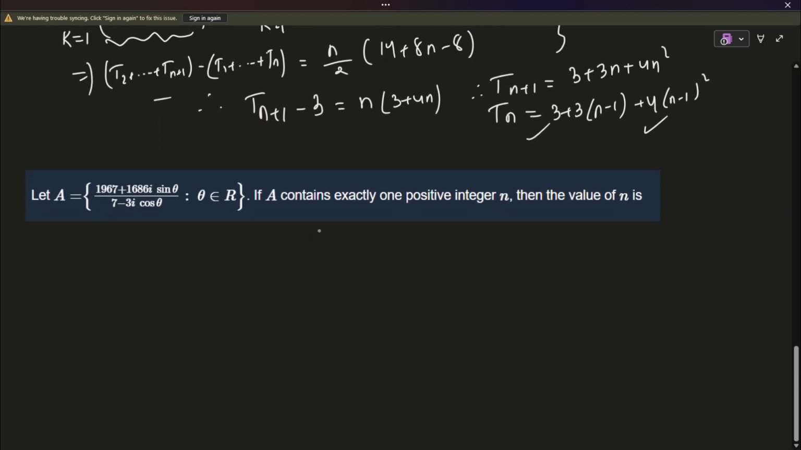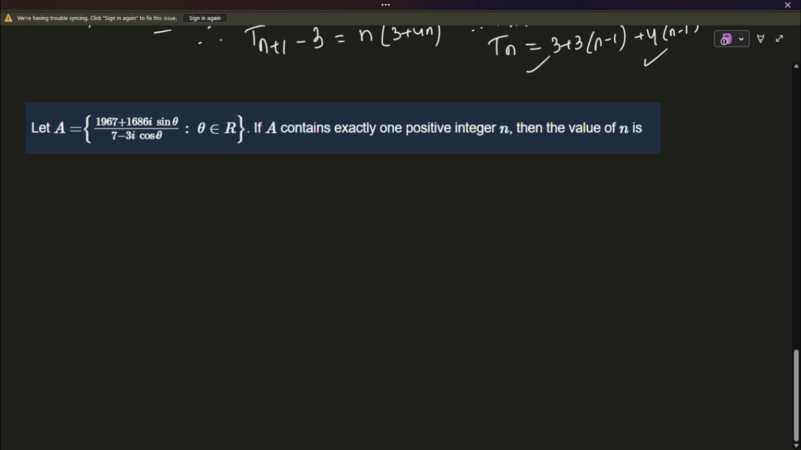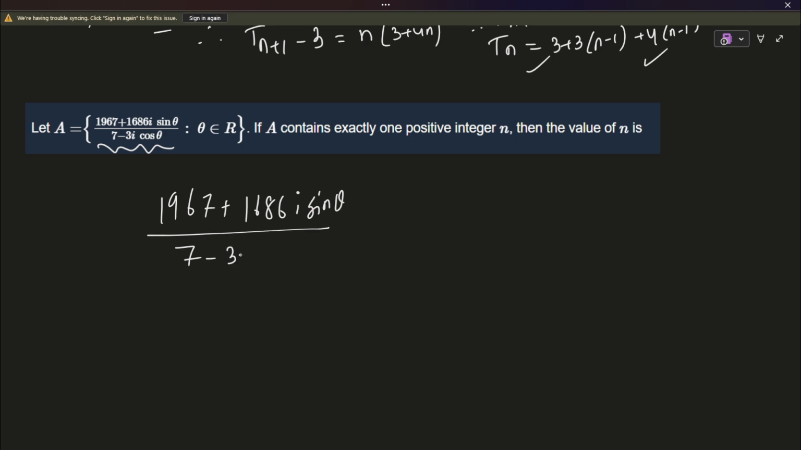Okay. Again, this question: let A equal (1967 plus 1686 i sin theta) by (7 minus 3i cos theta). Theta is real. If A contains exactly one positive integer, the value of n is, now again, this means that this expression for some value of theta becomes an integer. 1967 plus 1686 i sin theta by 7 minus 3i cos theta becomes an integer. What is my first thought when I see this question? Well, I see 7, I see 3, I see i, okay, this is going to be an integer, which means things are going to cancel off from the numerator and denominator, and an integer will remain.